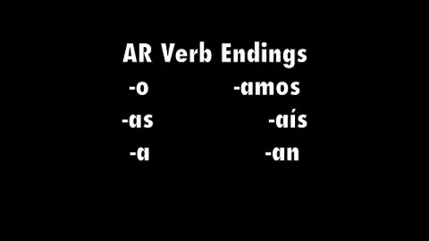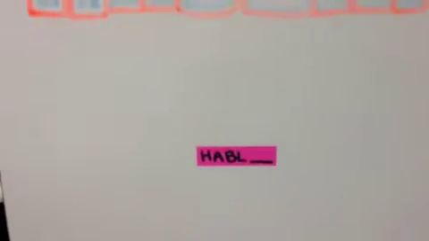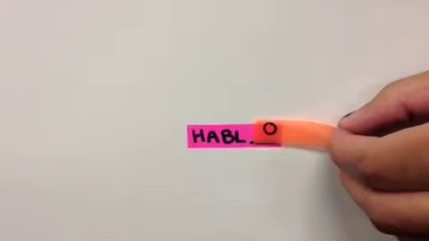The AR endings are o, as, a, amos, áis, an. An example of an AR verb is hablar. And we are going to show you all the different endings. First is o, hablo.